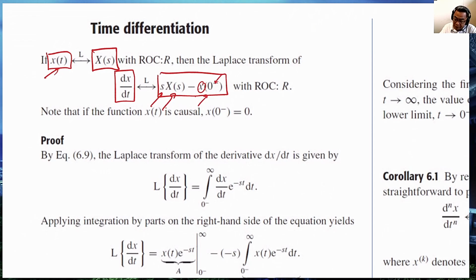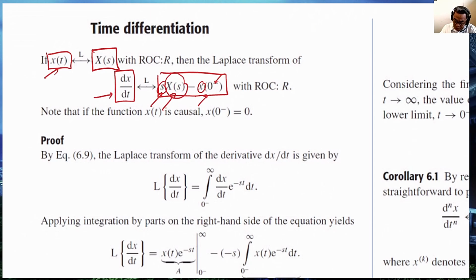So this is a very important result because if the expression of x(t) is complicated, differentiation is also complicated. But in the Laplace domain, if we already have X(s), the differentiation is simply multiplying by s and subtracting a constant. That's it. So it is much simpler to do differentiation in the Laplace domain.